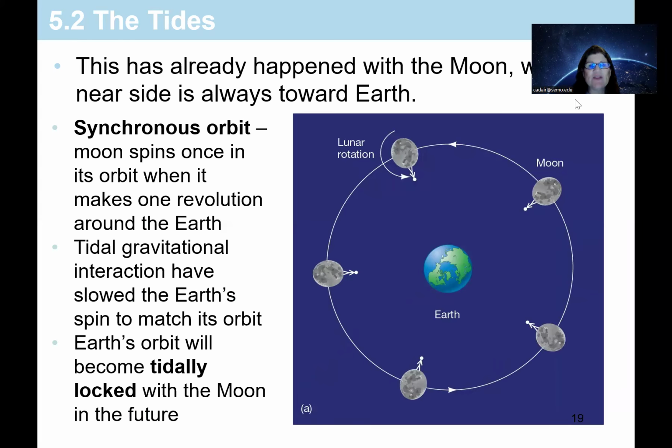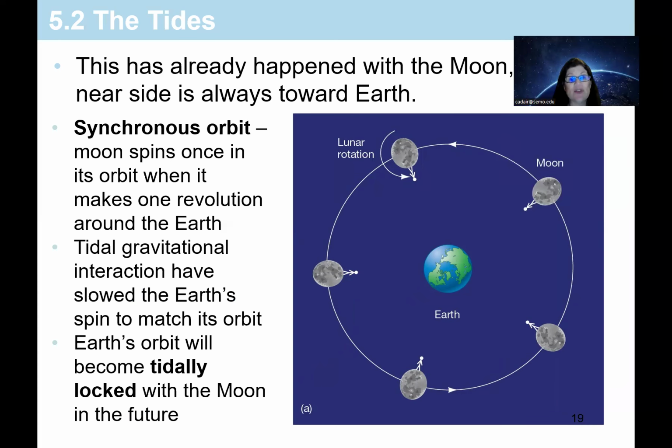This has already happened with the moon, whose near side is always toward us. If we've got a dude standing on the moon looking at the Earth, even as he goes around, he will always be pointed toward the Earth. This is called a synchronous orbit. The moon spins once in its orbit when it makes one revolution around the Earth. So tidal gravitational interaction has slowed the moon's spin to match its orbit.